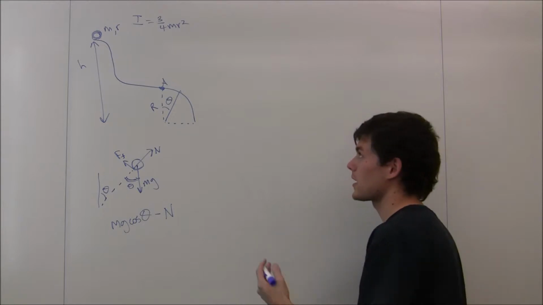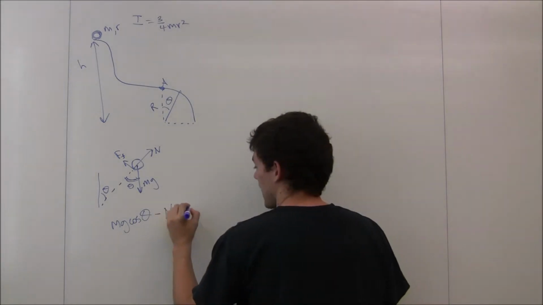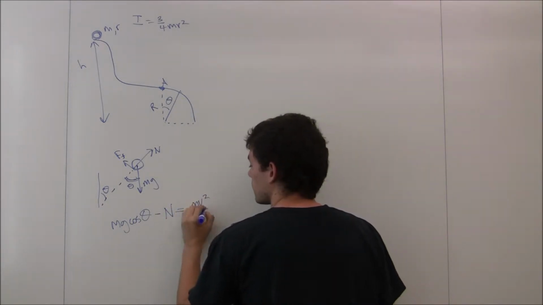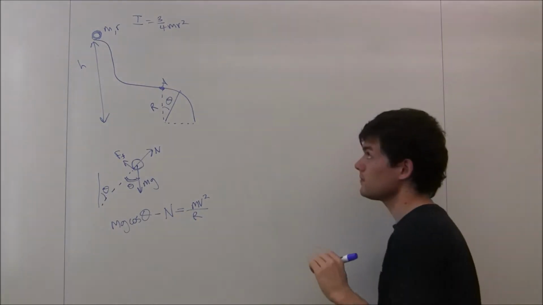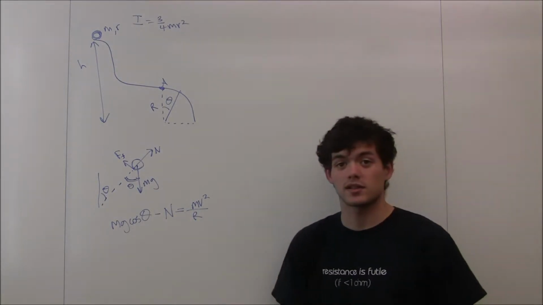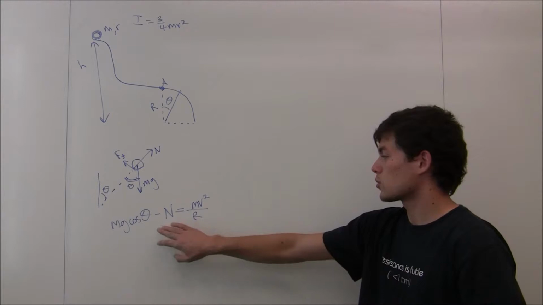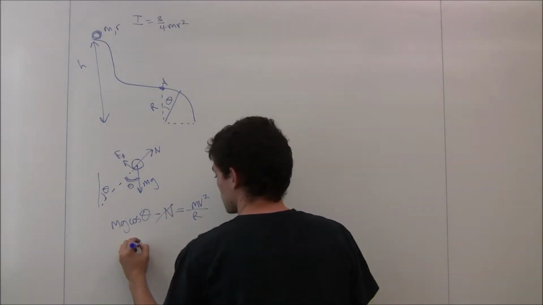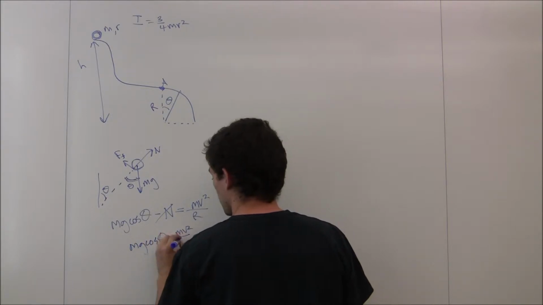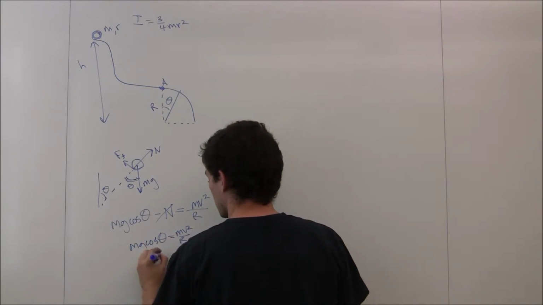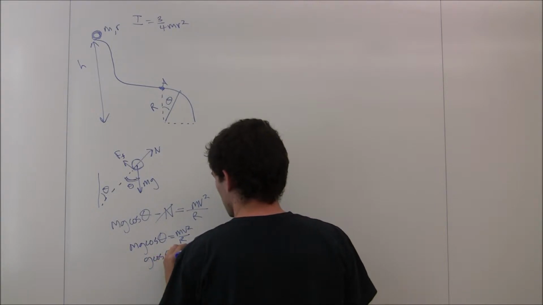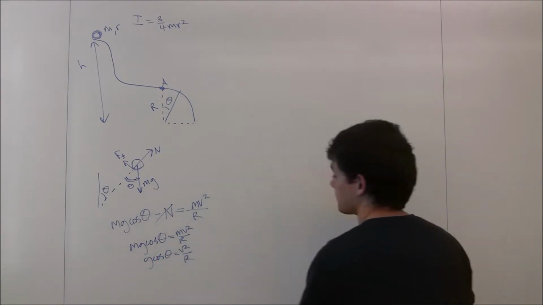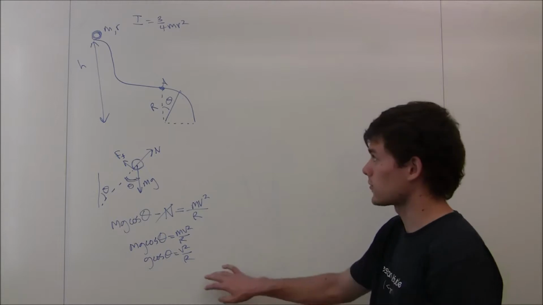Now, at all points where the tire is maintaining circular motion, this is going to have to be equal to mv squared over r. And at the point where the tire is just about to leave the surface of the slope, the normal force is going to drop to 0, and we're going to get just mg cosine theta equals mv squared over r, where g cosine theta equals v squared over r. So now all we have to do is solve for v squared.